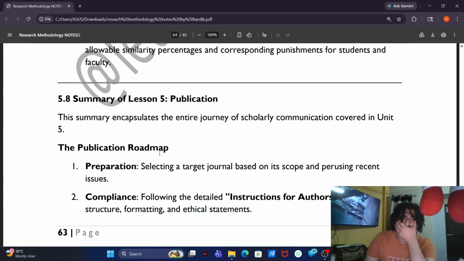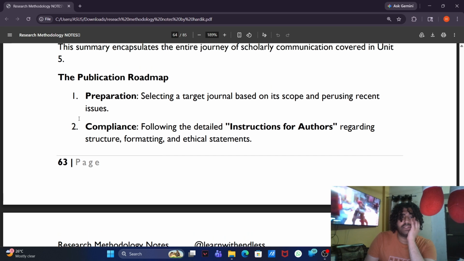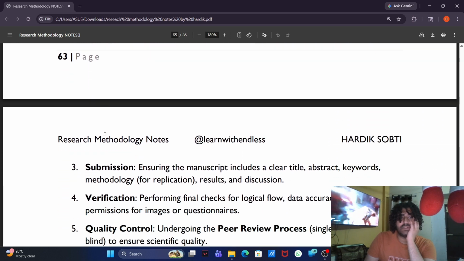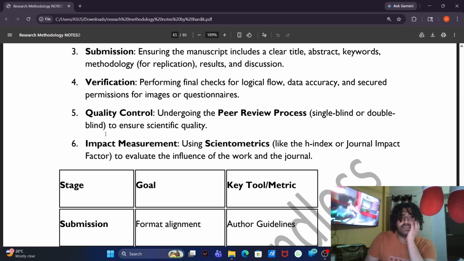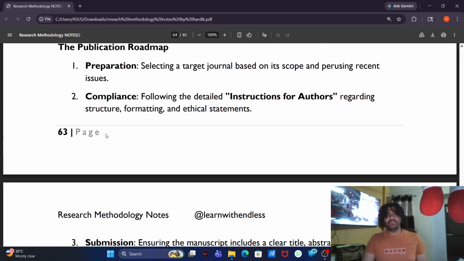Here is a summary for the publication. These include roadmap for this unit, preparation, compliance, submission, then verification, quality control, and impact measure. Let's go through one by one.